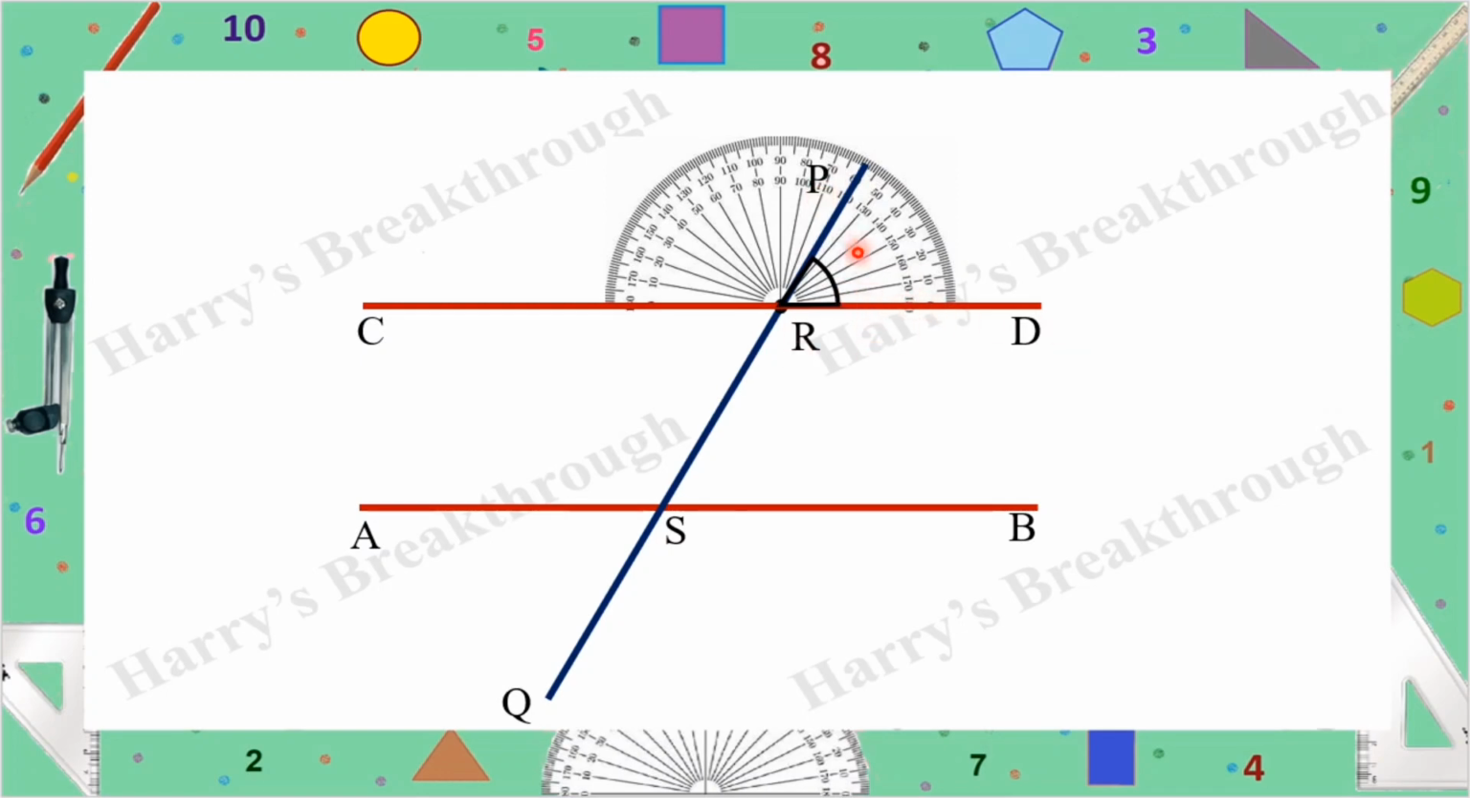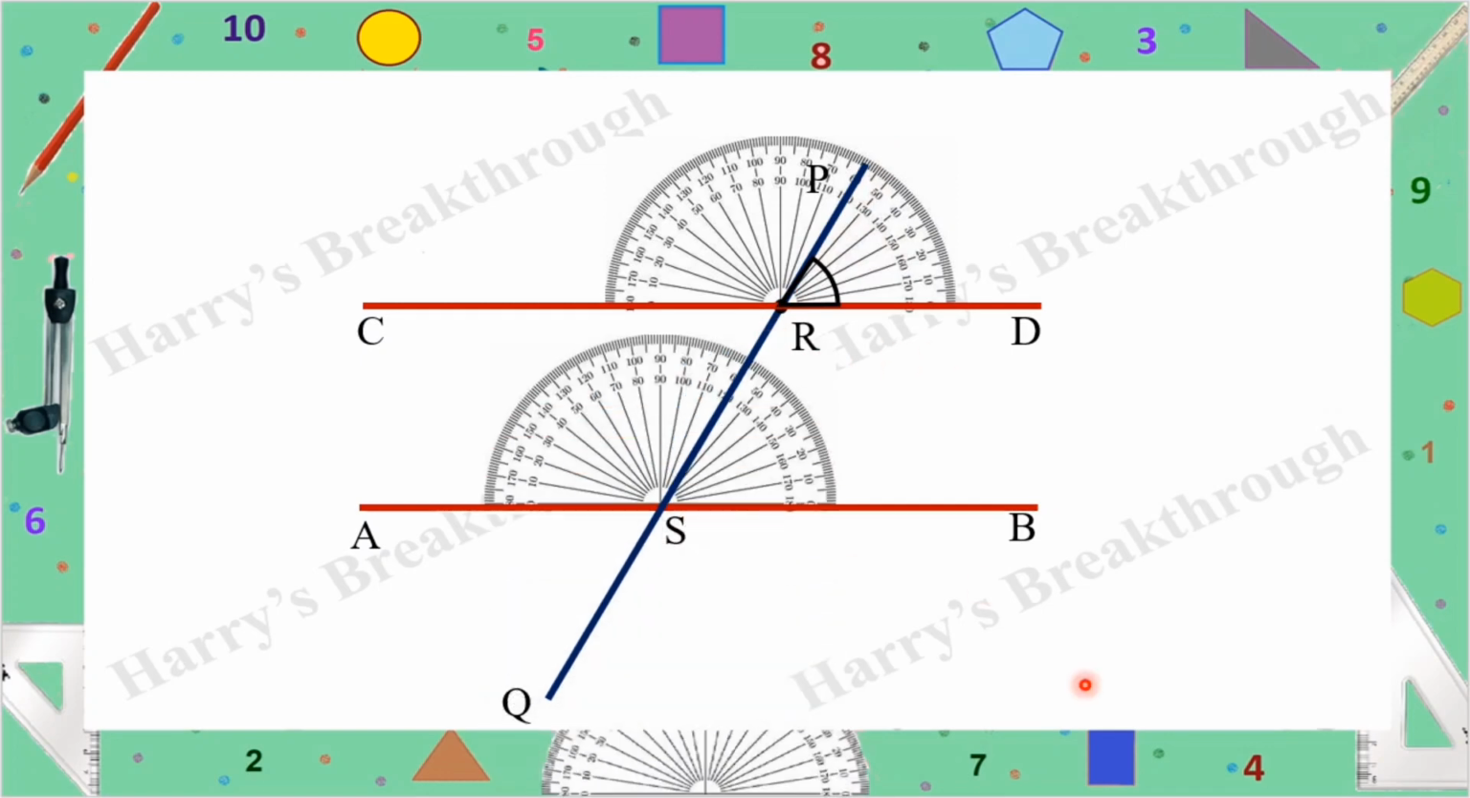And what is the corresponding angle of PRD? It is RSB. So let's place a protractor here. So here also the measure is 60 degree. That means corresponding angles are equal. Angle PRD is equal to angle RSB is equal to 60 degree. Corresponding angles are equal.